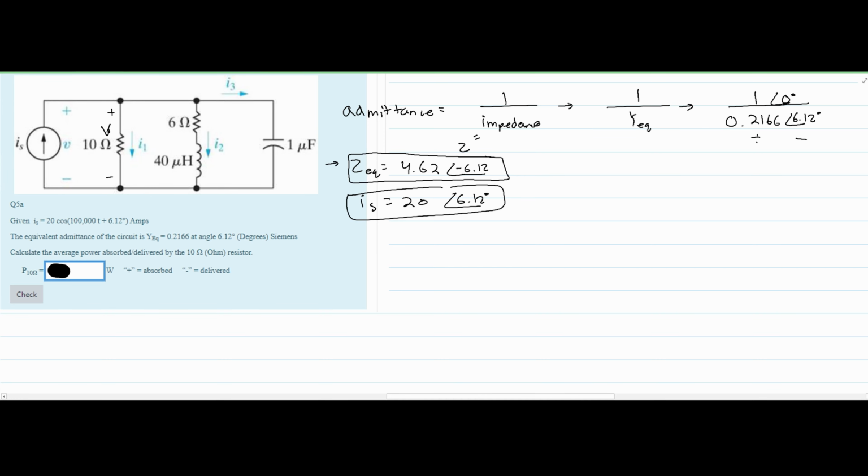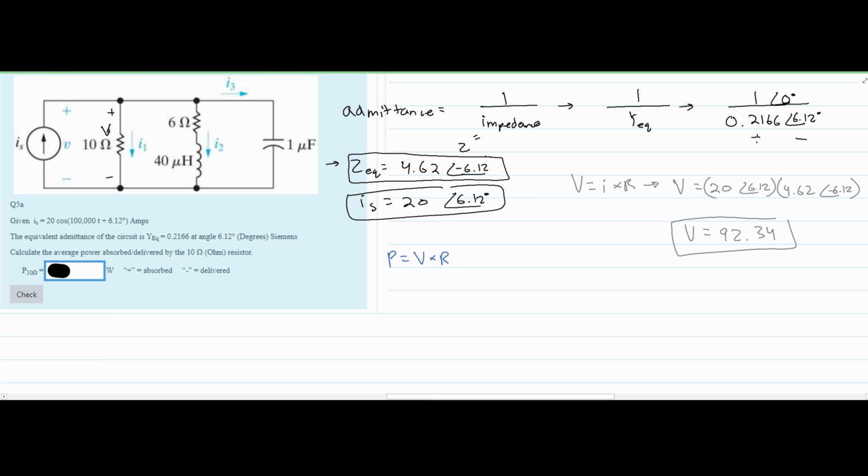So voltage is equal to current times resistance. Voltage is going to be equal to 20 at an angle of 6.12 degrees, in parentheses, times 4.62 at an angle of negative 6.12 degrees. And this is going to give us that our voltage is approximately 92.34 at an angle of 0 degrees, so we don't need to write this down. That is our voltage.